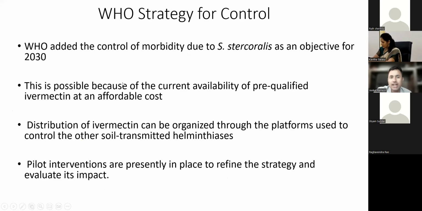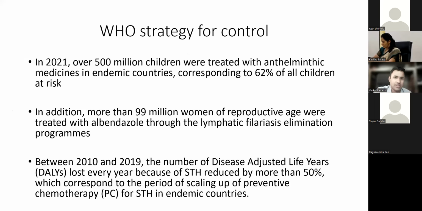Now, WHO added the control of morbidity due to strongyloides as an objective for 2030 because of pre-qualified ivermectin being available at an affordable cost. The WHO has been able to add this objective. So distribution of ivermectin can be organized through the platforms used to control the other soil-transmitted helminthiasis. Pilot interventions are in place.